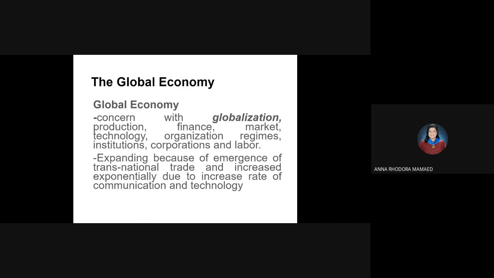Again, let us highlight what we have learned in lesson one. We have three categories of globalization: political or governance, economic globalization, and socio-cultural.